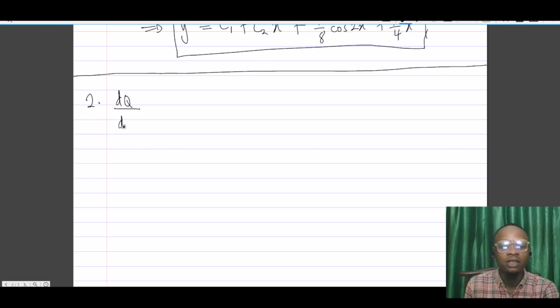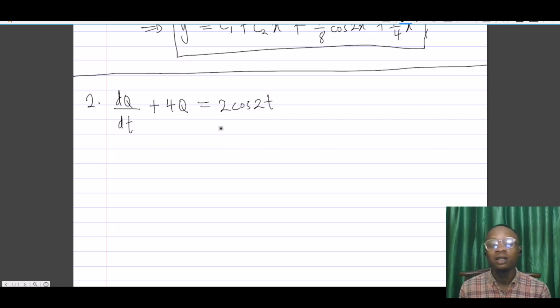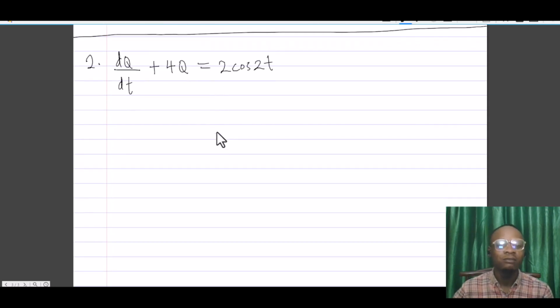Then we did obtain the charge with respect to time to be dq/dt plus 4q equals 2 cos 2t. If you recall, we had to do a lot of integration. We had to get the integrating factor, then integrate mu times the right side, which required us to use the product rule twice, which we saw was extremely long. So here, there's actually a simpler way to deal with this.